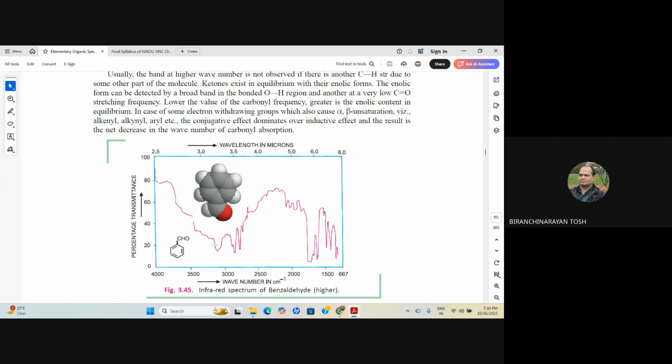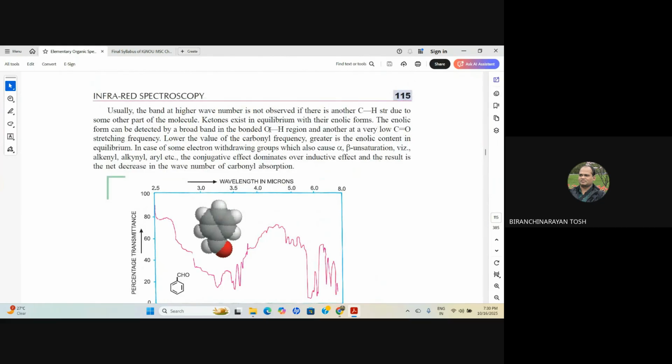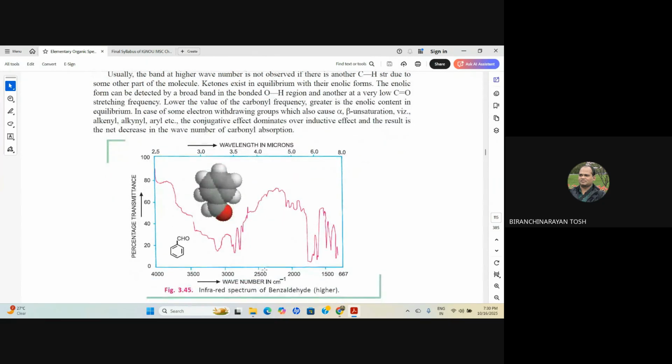In aldehyde, there is no OH stretching or OH bond. So the broad band, the bonded OH region, is very low. This is enolic. If keto-enol tautomerism is there, then there will be OH bonding. So that's why this has a noisy, very broad band for the bonded OH region. The rest, the carbonyl group, should occur at around 1700, but it is a little less intense because of the keto-enol tautomerism.